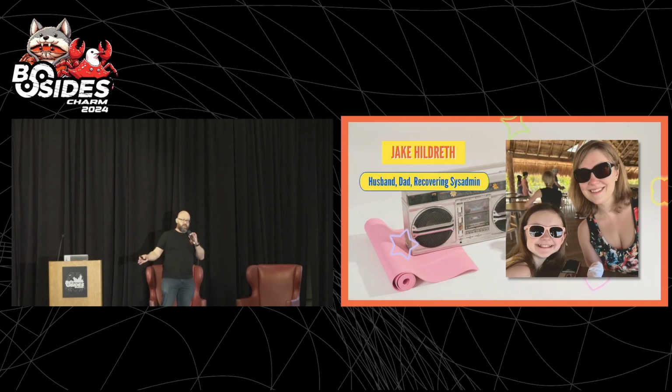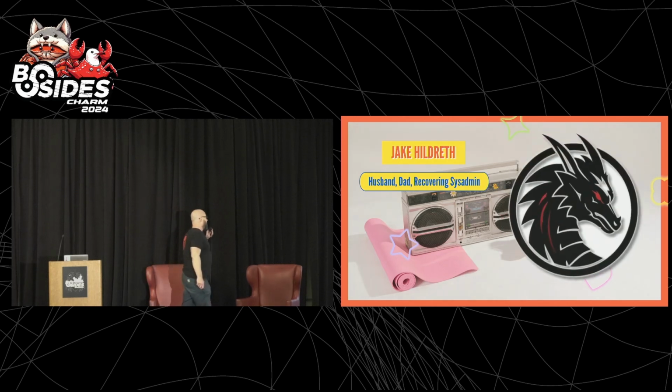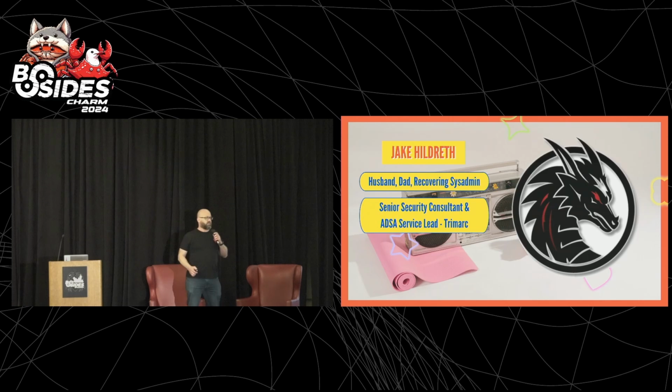So I'm Jake Hildreth. I am a husband, a father, a recovering sysadmin. That's my daughter, Kate, my wife, Carrie. I started working help desk in 2000, and then moved through sysadmin, network admin, et cetera, and then joined up with Trimarc about 2.5 years ago. At Trimarc, I am a senior security consultant. I lead our Active Directory security assessment team, so I am assisting others with their assessments, making sure that the service stays up to date, writing and improving tools that help other assessors do their jobs better, communicate findings better, analyze data better, whatever that may be.